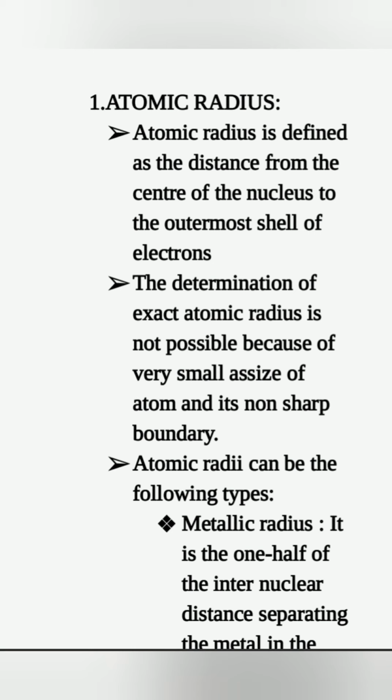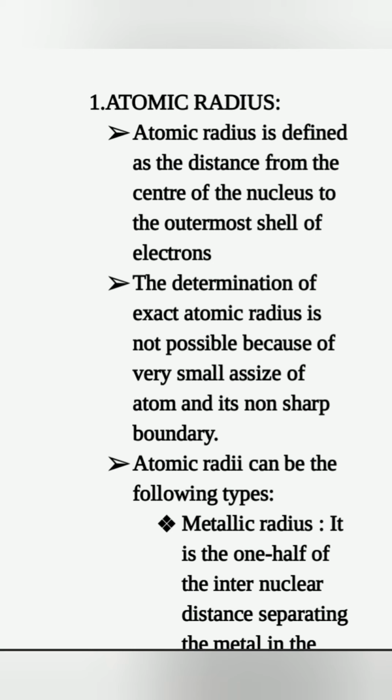Okay, so atomic radii can be of 3 types. The first type is metallic radius. From the term itself, it is 1/2 of the internuclear distance. What do you mean by internuclear distance? Distance from the center of the nucleus to the outermost shell. Okay, so metallic radius is 1/2 of the internuclear distance separating the metal ions in the metallic crystal.